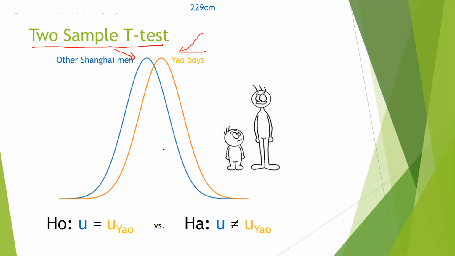So the blue curve shows the distribution of other Shanghai men, and the orange curve shows the distribution of Yao boys from the Yao family. And of course, you're going to see a shift between these two distributions, right? The means of the two distributions are different, but we want to use the data to test whether this difference is real or not, is significant or not. So we can do hypothesis testing.